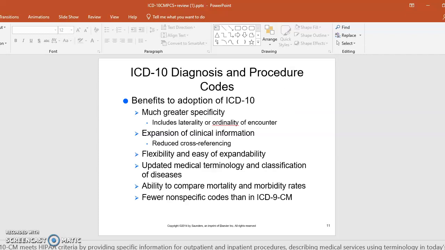Let's go to ICD-10 diagnosis and procedure codes. Again, much greater specificity, expansion of clinical information, it's flexible, with updated medical terminology and classification of diseases. You can compare mortality and morbidity rates more easily because our codes are more specific, with fewer non-specific codes than in ICD-9.